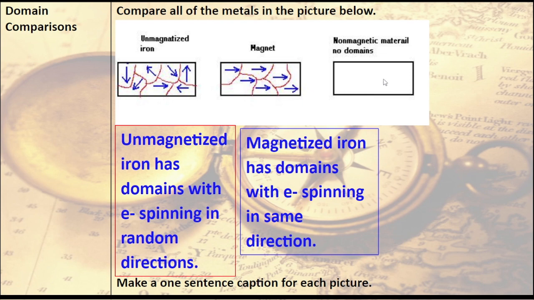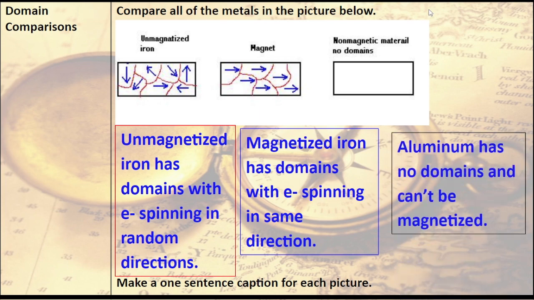Lastly, we have a non-magnetic material with no domains, and we can see that there's no domains here because there's no sections within the material. And we're just going to say that a type of material in which this is possible would be aluminum, because aluminum has no domains and can't be magnetized.